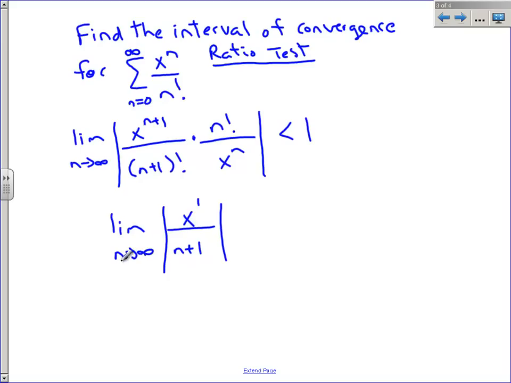So if we're just looking at our n's, this is a bottom-heavy function, because don't look at your x. This is just as n goes to infinity. As n goes to infinity, this equals 0, because you're going to have x divided by infinity, and that is always less than 1, which means that no matter what x is, this will converge. And that's how you can get a series that acts so nicely that your interval of convergence is all numbers.